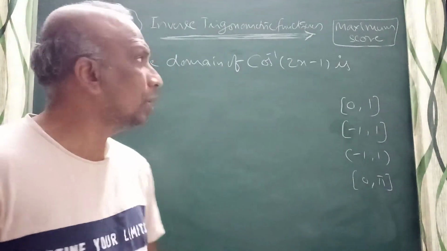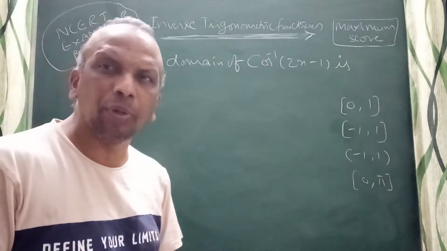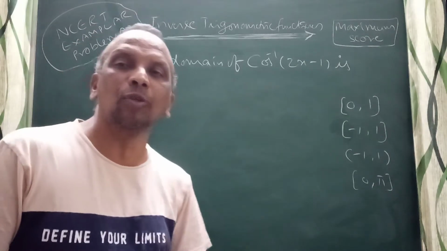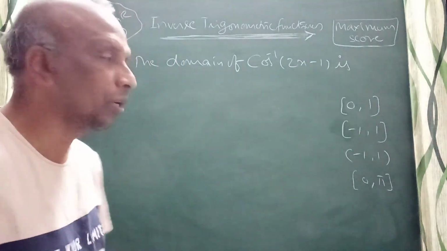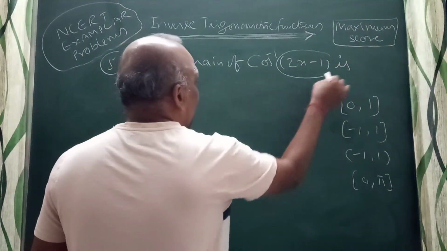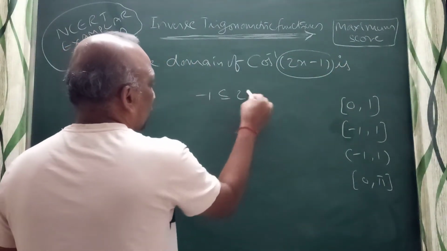To find the domain of cos inverse of 2x minus 1, we know the domain of cos inverse x. The domain of cos inverse x means x lies between minus 1 and 1. So now here 2x minus 1 lies between minus 1 and 1, including those values, right?